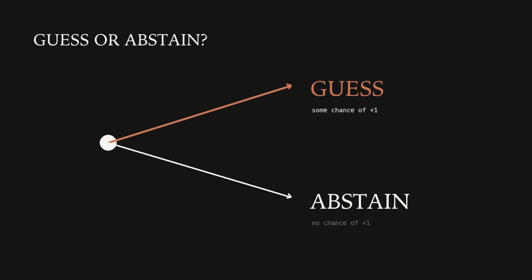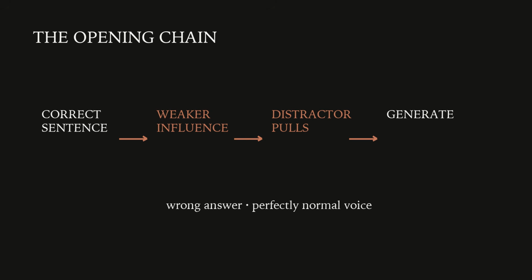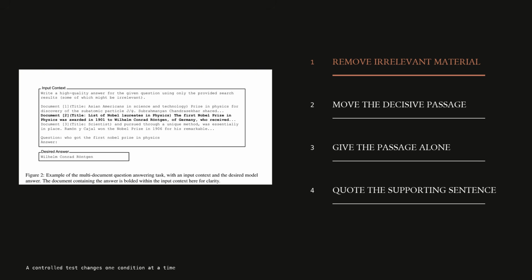In the opening test, the chain might look like this. The correct sentence enters the context window. Its position and the surrounding material weaken its influence. A distractor or a familiar pattern pulls harder. The model keeps generating, and the wrong answer comes out sounding perfectly normal. The text was still there. It just did not control the answer.